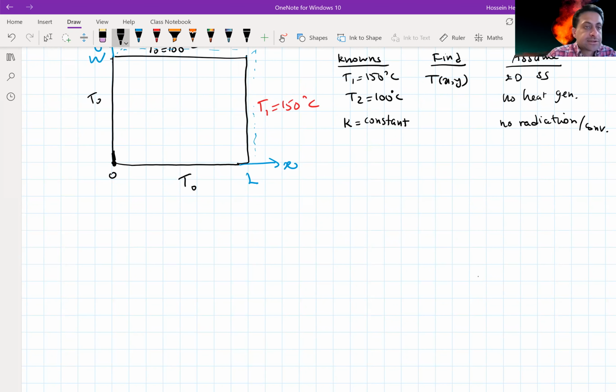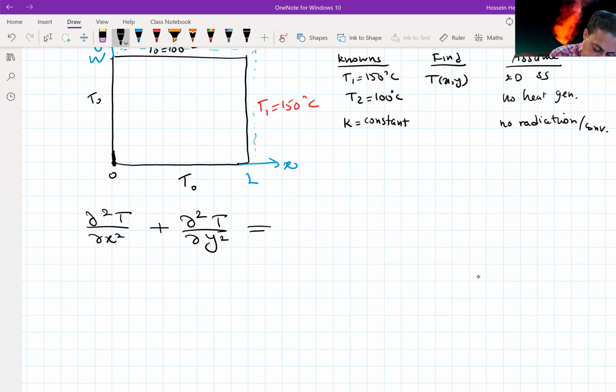By making this assumption, starting from the general form of the heat conduction equation in 3-dimensional Cartesian coordinates and simplifying to 2D, no heat generation and everything, we end up with the Laplace equation. I didn't write it down, but I strongly suggest you start from the general form. So applying all the assumptions, we reach the Laplace equation.